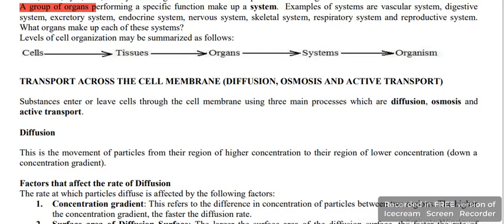So from here, we are told that substances enter or leave cells through the cell membrane using three main processes, which are diffusion, osmosis, as well as active transport. So those are the only three ways in which substances enter as well as leave the cell membrane. There's osmosis, diffusion, as well as active transport.